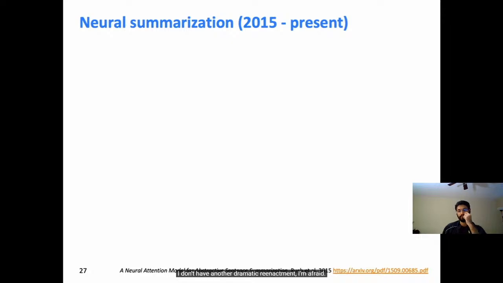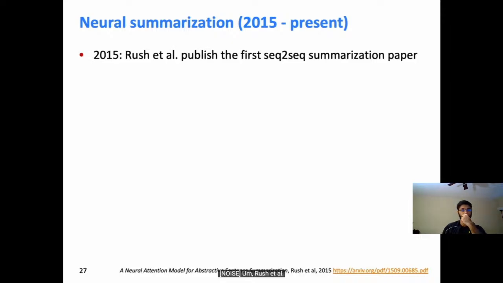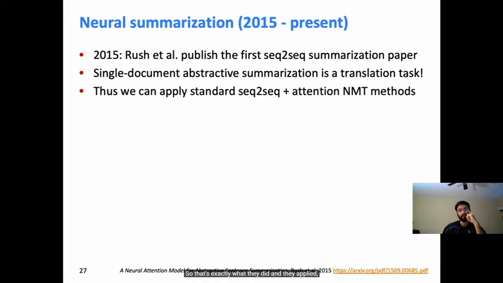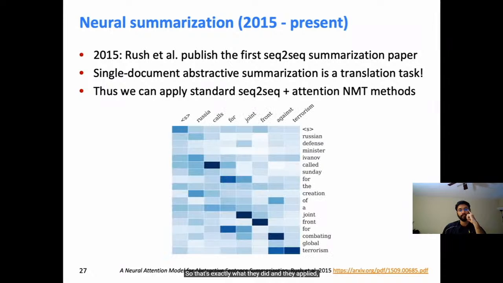Going back to 2015, I don't have another dramatic reenactment, I'm afraid. Rush et al. published the first seq2seq summarization paper. So they were viewing this as, NMT has recently been super successful. Why don't we view abstractive summarization as a translation task and therefore apply standard translation seq2seq methods to it? So that's exactly what they did, and they applied a standard attention model, and then they did a pretty good job at Gigaword summarization. That's the one where you're converting from the first sentence of the news article to the headline. So it's kind of like sentence compression.